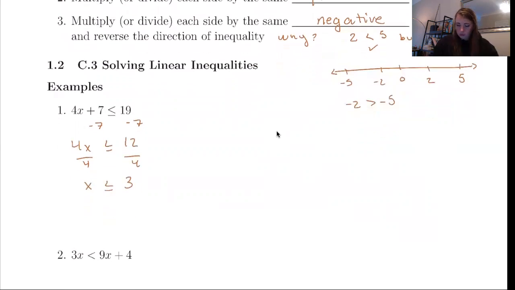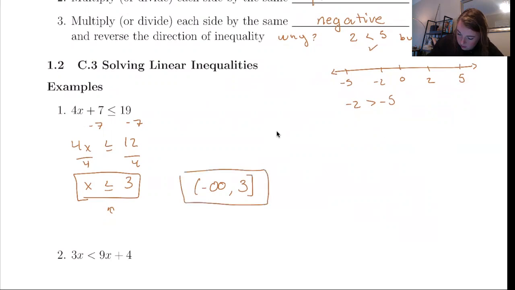So I can write it like this. I can ask for it as an interval, or maybe in set notation. I think I would consider this set notation. And then the interval would be negative infinity to 3. It's x is less than or equal to 3, so it's going to be a closed bracket. So that's another way of writing it. Or I could draw a number line.